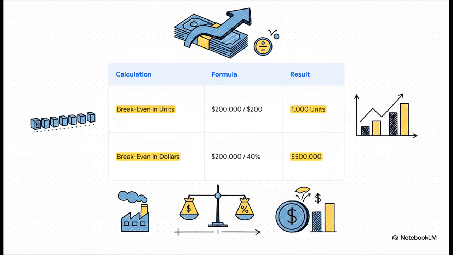To find the break-even point in sales dollars, we take the same $200,000 in fixed costs and divide it by our 40% contribution margin ratio. This gives us a result of $500,000. And notice, these two results are perfectly consistent. 1,000 units sold at $500 each is indeed $500,000 in sales.